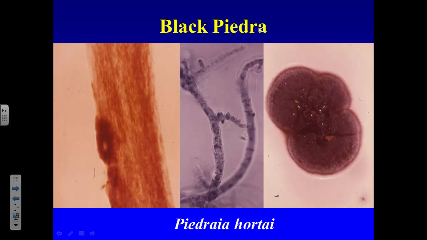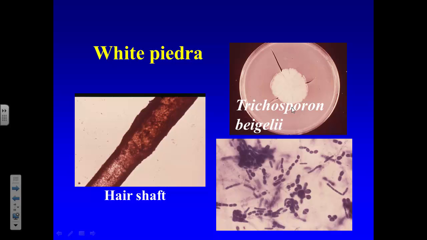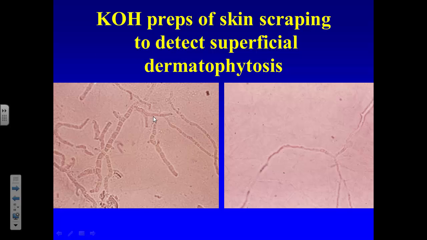Finally, you can get fungi that just infect the hair shaft. One of these is black piedra, which grows up as a black mold, and another one is white piedra, which grows up as a white mold. And here you can see arthrospores, okay, and that grows on the hair shaft. These can be dealt with simply by cutting the hair, and that rids us of the infection because they are exclusively growing on hair.